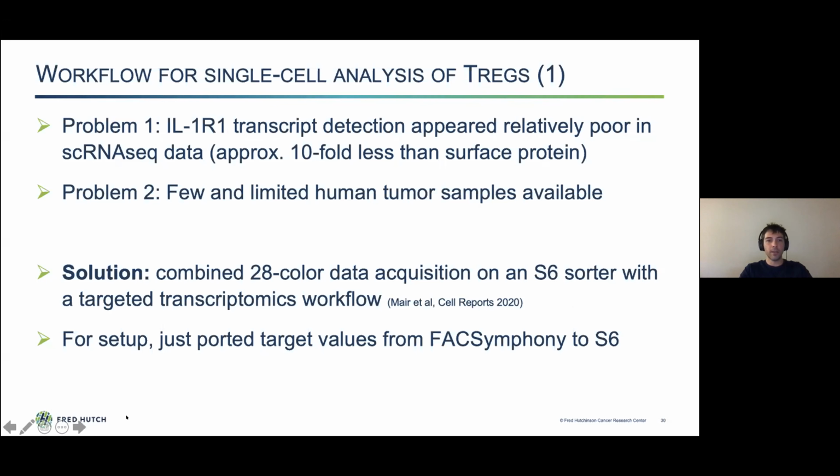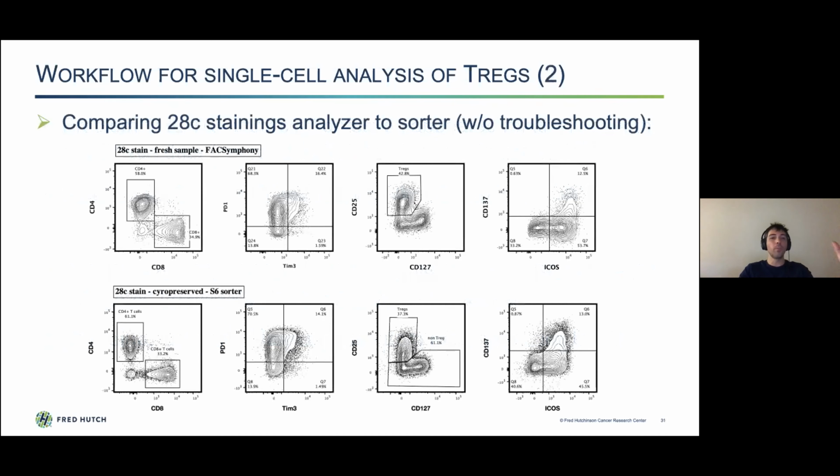And since this is a cytometry interested community, I just want to highlight here that we really didn't do a lot of troubleshooting, simply because we didn't have time and we didn't have a lot of samples to play around with. So basically what I did is I just took my target values that I had on my FACS Symphony, threw them onto the S6 and hoped that it would work. And I guess I've been lucky, it did work.